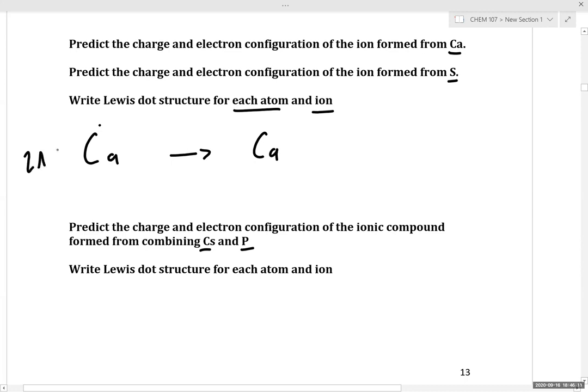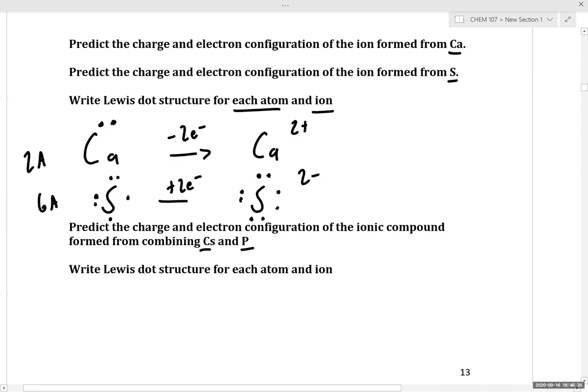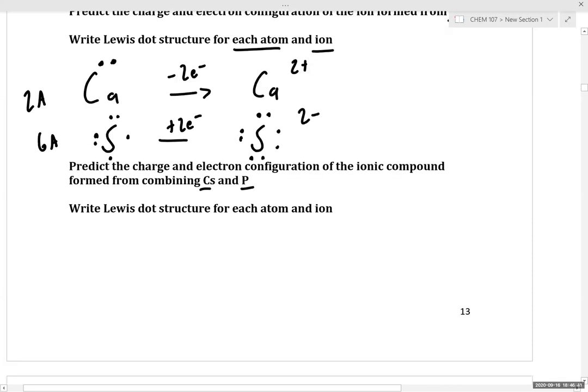So calcium is a 2A element, and starts off with 2 valence electrons. If we lose our 2 electrons, we generate calcium 2 plus. Sulfur as a 6A element has 6 valence electrons. And if we gain 2 electrons, we'll generate sulfur 2 minus, which has a full valence shell. I'd like you to draw out the Lewis dot depiction for cesium and phosphorus and show the Lewis dot structures for the ions formed from cesium and phosphorus. Does this make sense to everyone?